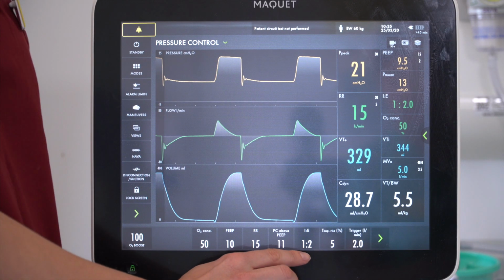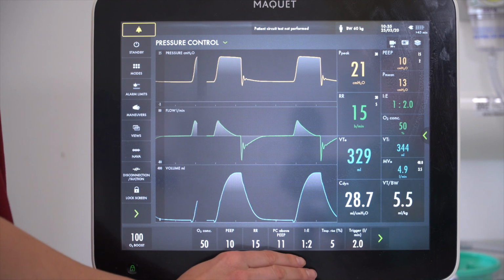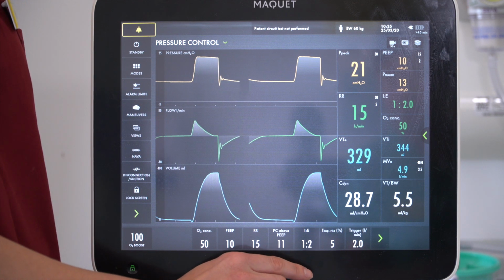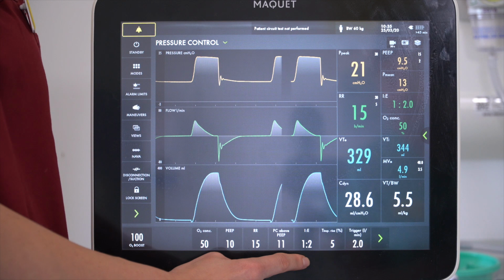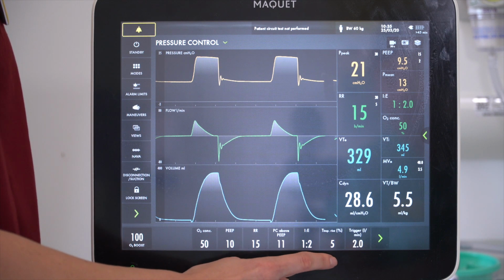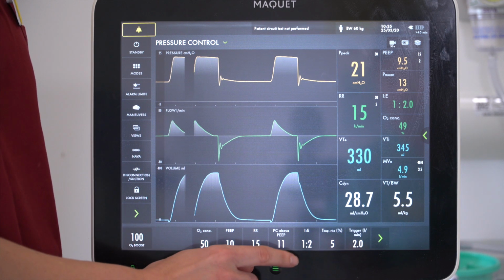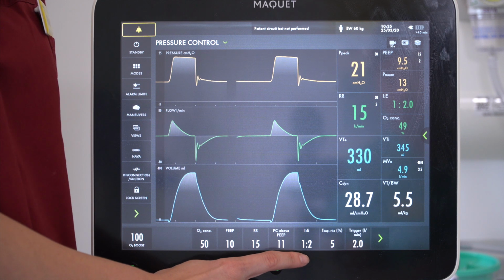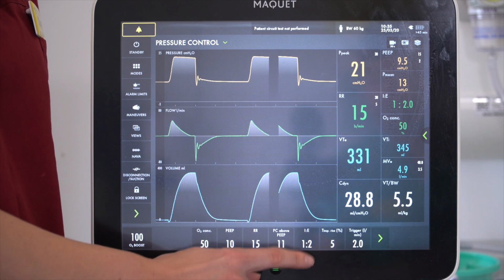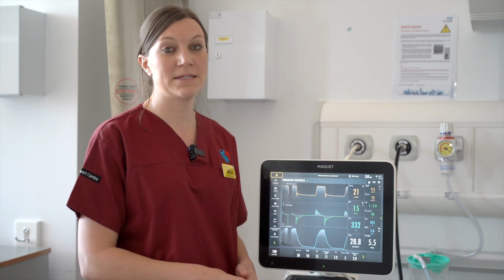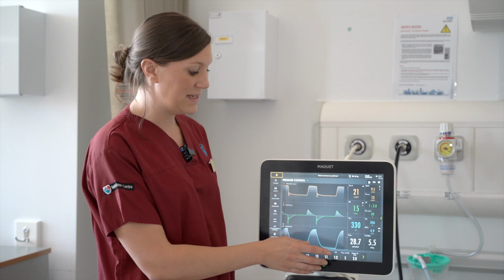The other things that can be set on the ventilator, and will be done so by the ICU team, are the inspiratory to expiratory ratio, your rise time and your trigger. An inspiratory to expiratory ratio is usually set at 1:2, but this may be manipulated in certain circumstances by the ICU team.